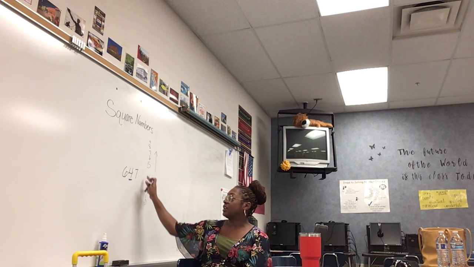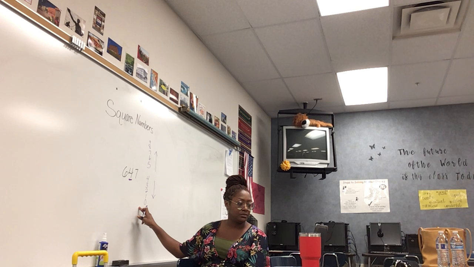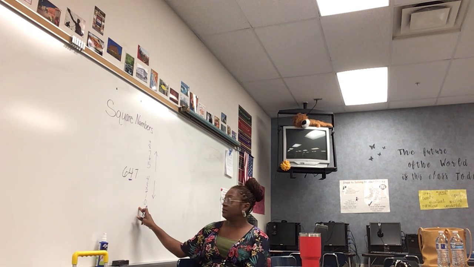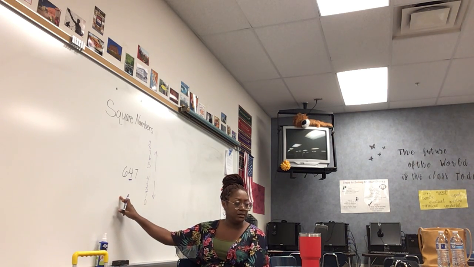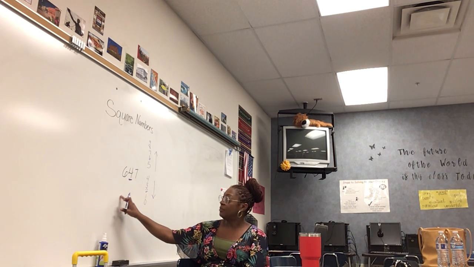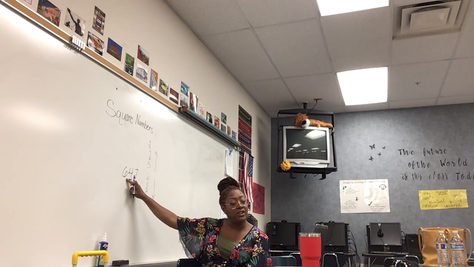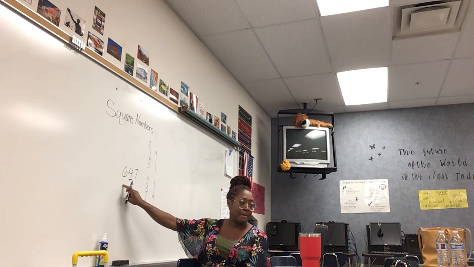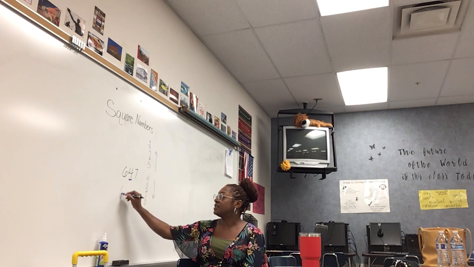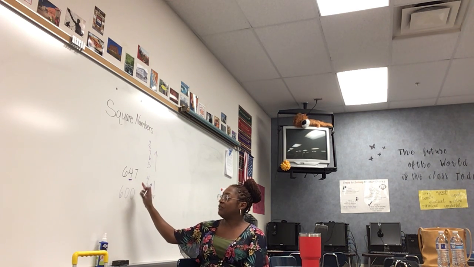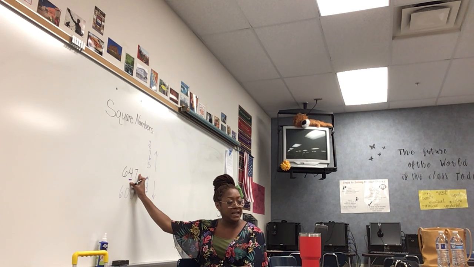That 4 is telling you, is it going to go up or down? Down. So it's going to go down to what? 500. Why would it go to 5? What's this number right here in the hundreds place? 6. So it's going to go to not 500, but 600. Good job, 600.